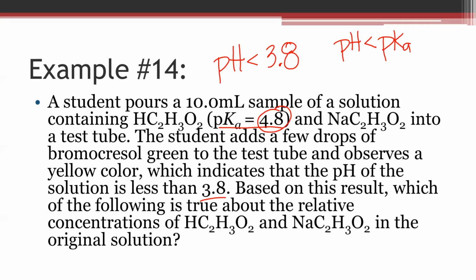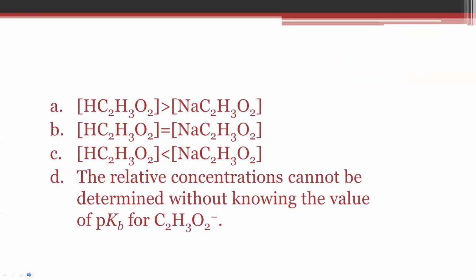So if you refer back, when the pH is less than the pKa, then that means that the acid concentration is greater than the base form. Okay, so looking at our answer choices, A, acid greater than the other concentration, they're equal, or they're less than, or it cannot be determined. Well, it can, we just did, right? So the acid concentration is larger because the indicator told us the pH is very low.